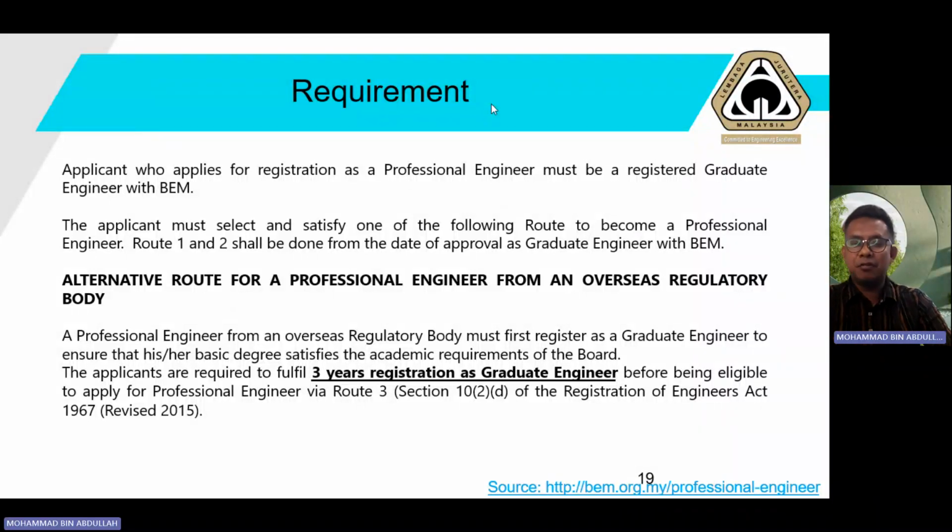Okay guys, so what is the alternative route for a professional engineer from an overseas regulatory body? So a professional engineer from an overseas regulatory body must first register as a graduate engineer to ensure that his or her basic degree satisfies the academic requirements of the board. So the applicants are required to fulfill 3 years registration as graduate engineer before being eligible to apply for professional engineer via Route 3. So it's according to section 10(2)(d) of the Registration of Engineers Act 1967, that was revised in year 2015.